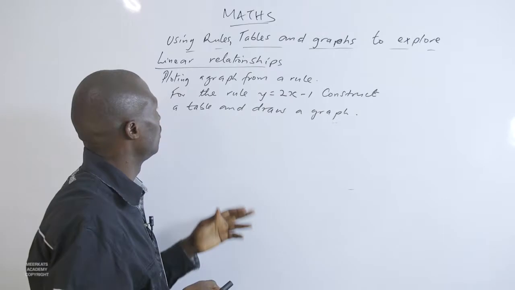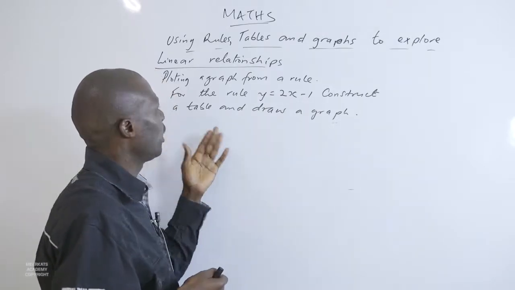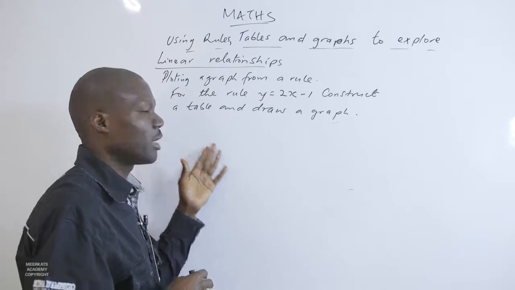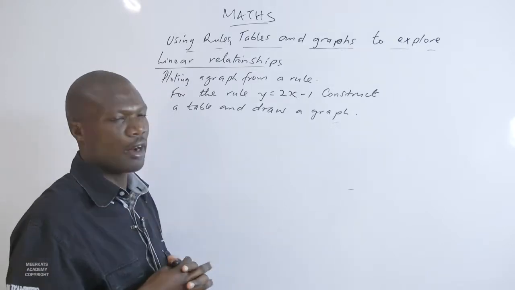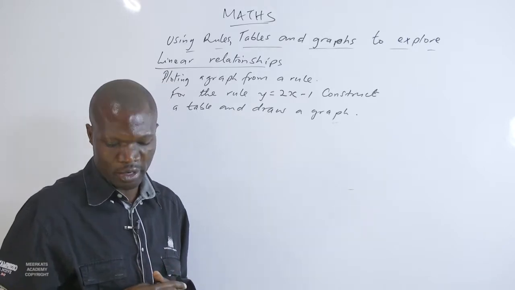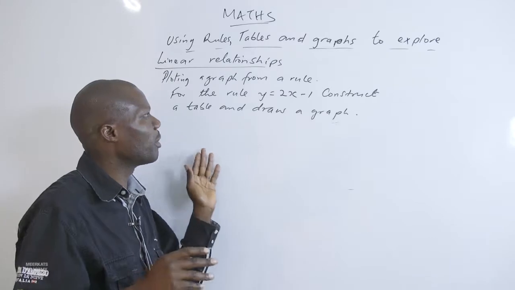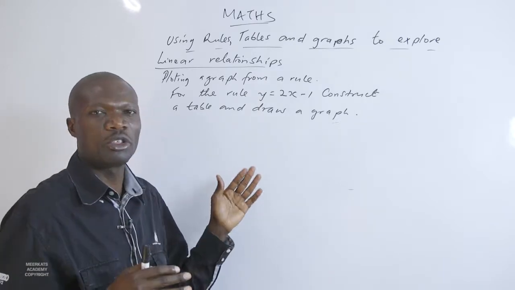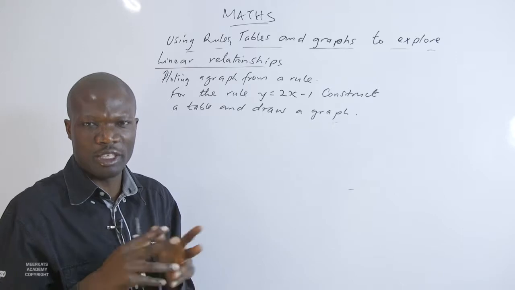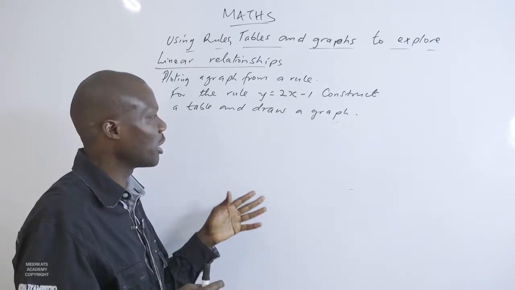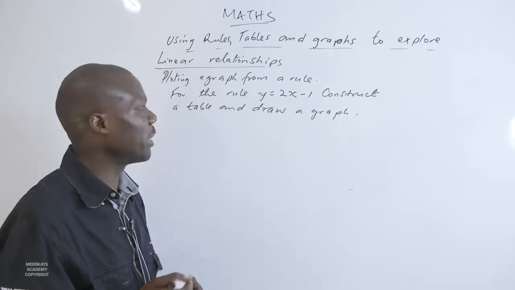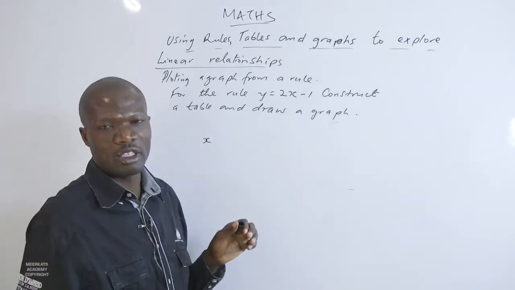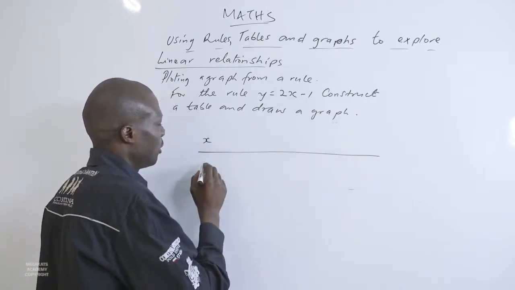So we have here the question: for the rule y is equals to 2x minus 1, construct a table and draw a graph. Now, it is very important that we follow the steps. As I told you earlier, to construct a table, we must assign values for the x coordinate, and then we substitute these values so that we can get the y coordinates. So I want us to construct a table where we have x, and we shall give estimate values for x, and then we shall have y.